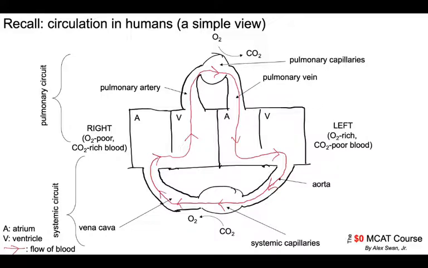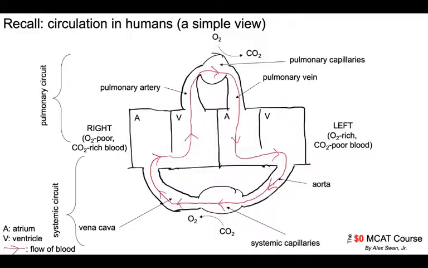This diagram should look very familiar to you because I took it from the previous video. Let's just go over it one more time. Blood flows unidirectionally. In this diagram, it's flowing clockwise throughout this circuit. And as with any closed circulatory system, blood will only flow unidirectionally.